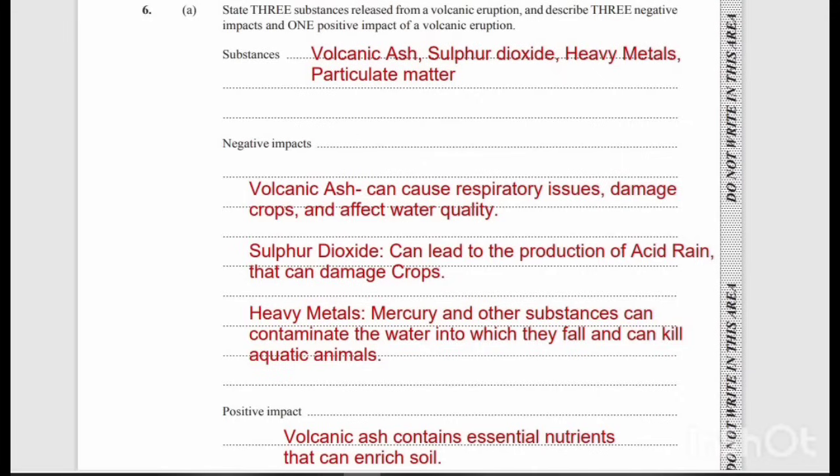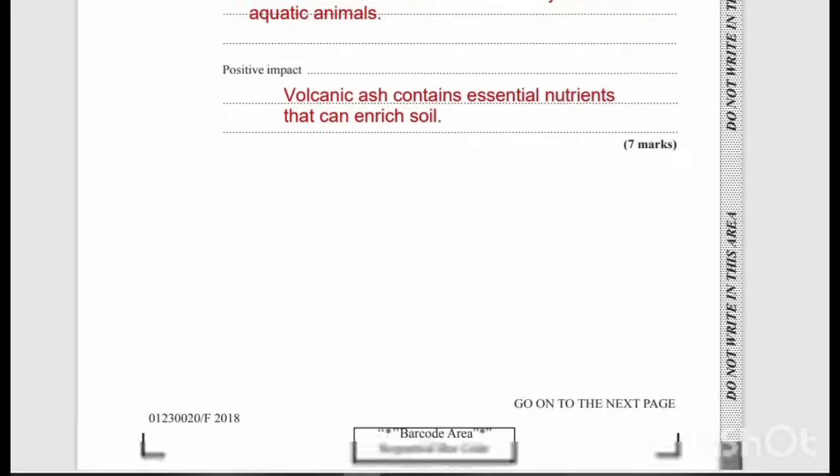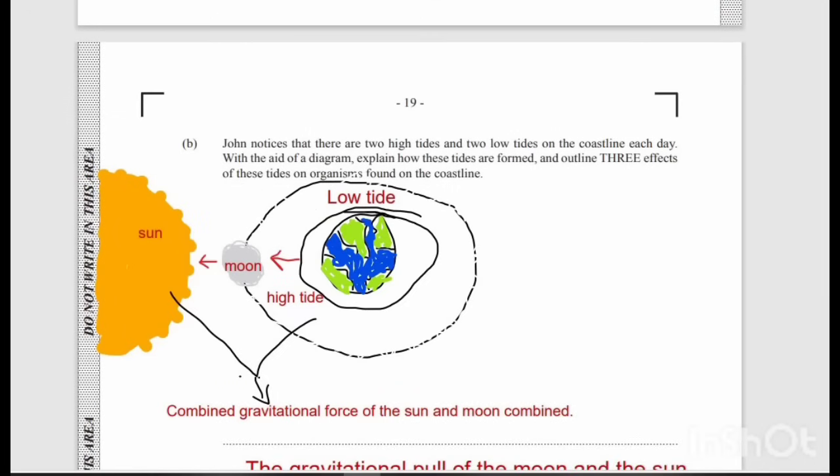Heavy metals and other substances can contaminate the water in which they fall and can even kill aquatic animals because they are poisonous, right? So heavy metals are poisons. Positive impact though is that volcanic ash contains essential nutrients that can enrich soil. So you can actually use volcanic ash as fertilizer for the soil, and that's a total of 7 marks.